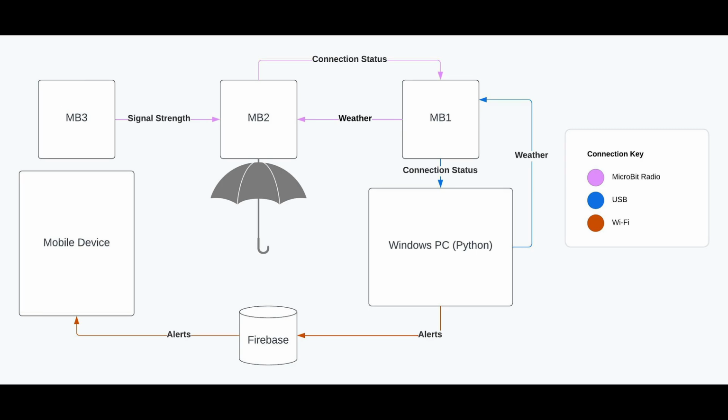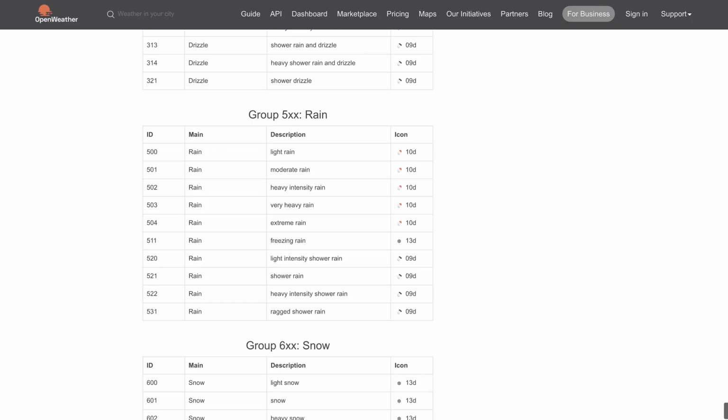I created a working prototype using 3 BBC microbits, a Flutter mobile web app, and a Python backend system. Let me show you how it works. The Python software is running on a Windows laptop. It gets weather forecast data from the Open Weather Map API and categorises it into 5 possible codes.